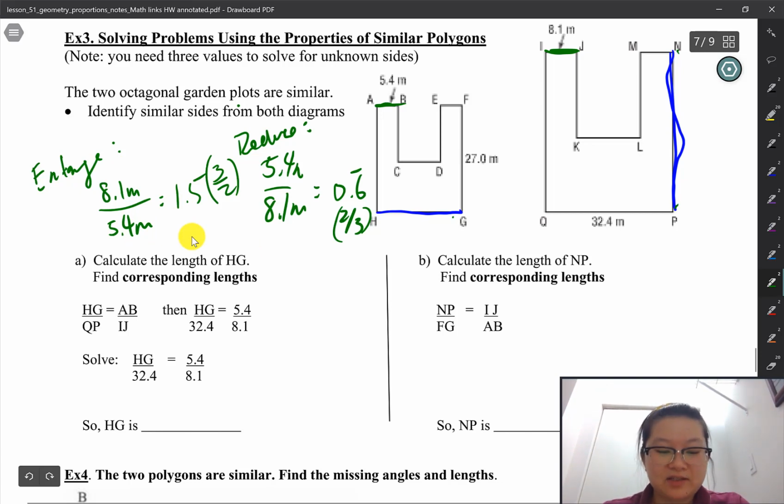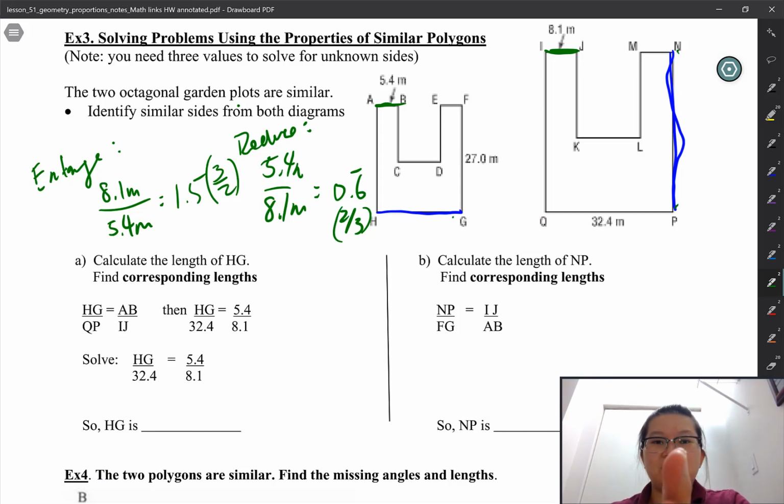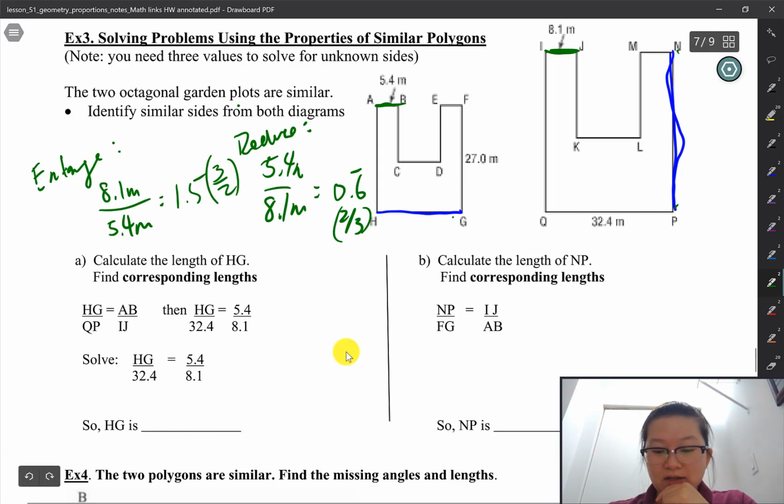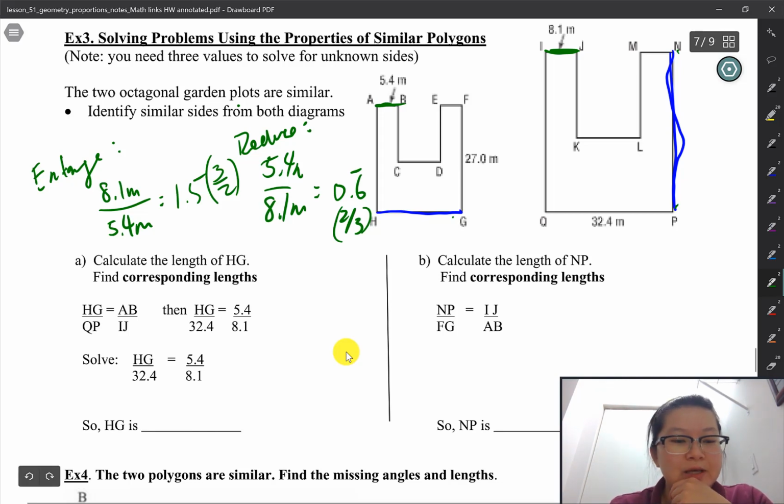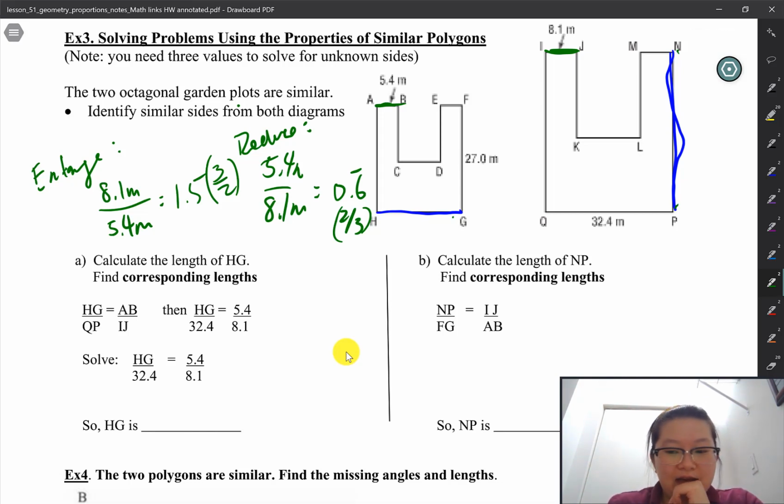That's important because we need to know something before we move on. Then the next task is to figure out what HG is and what NP is. So this is also a good time to pause the video if you want to just do the rest of the question yourself, now that you know the scale factor. Okay, now I will do the rest of this question then. So feel free to pause if you got the gist of it and just want to try B. A, calculate the length of HG.